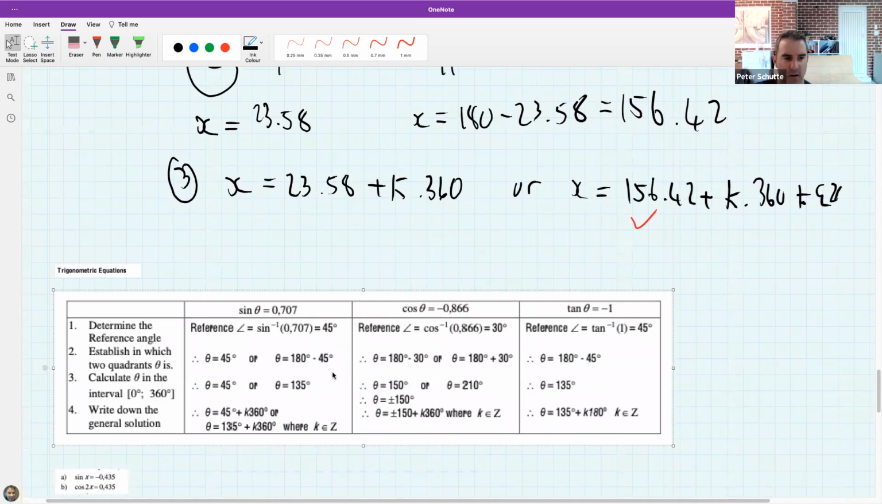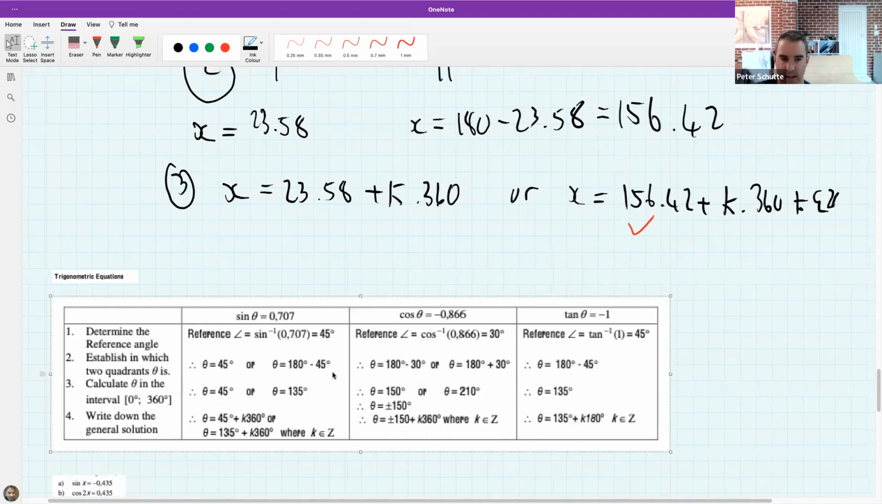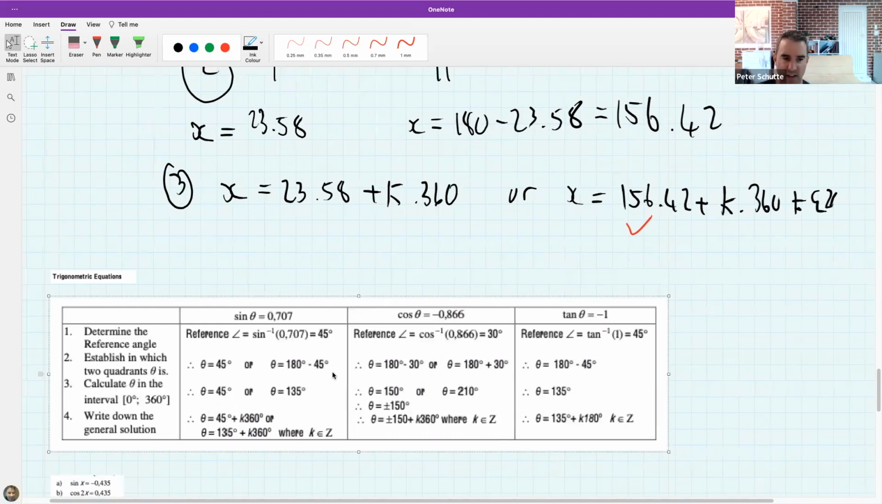Something that I must mention actually is when you're determining the reference angle, you ignore the negative sign. So say, for example, I'll just look at what I've got on the screen here. If I want to solve this trig equation, cos of theta equals minus 0.866, when I find the reference angle, I ignore the negative. So when I go shift cos 0.866, I get 30 degrees.